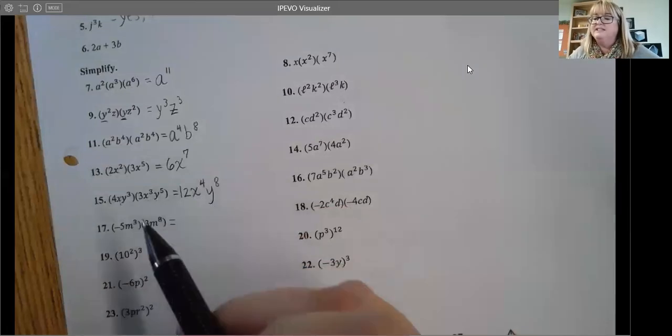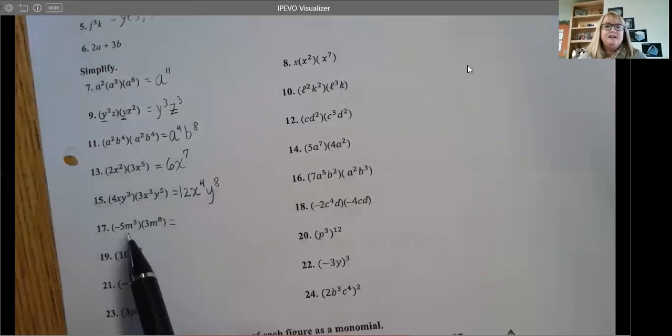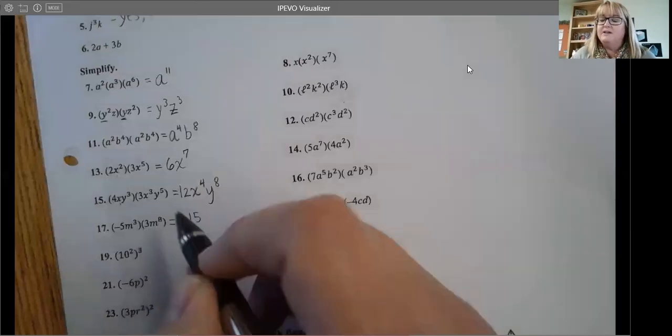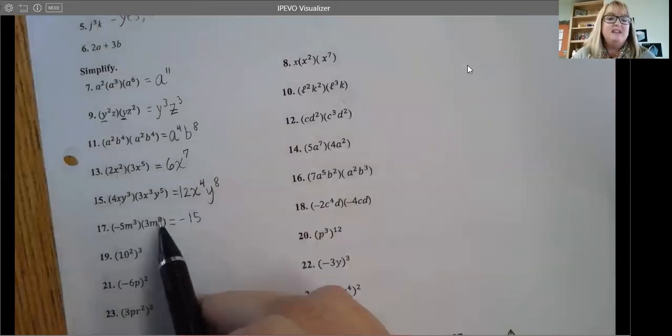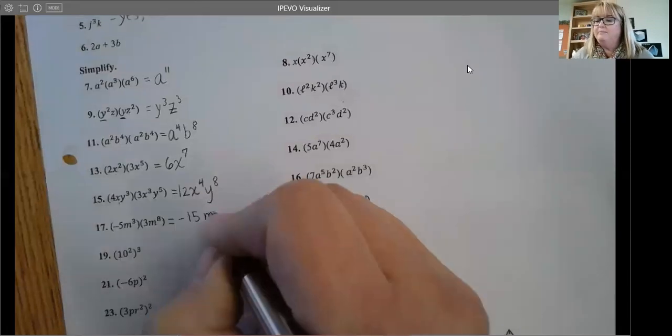All right, let's look at 17. Negative 5m cubed times 3m to the 8th. So you would multiply your coefficient. Negative 5 times 3 is negative 15. M to the 3rd times m to the 8th is m to the 11th.